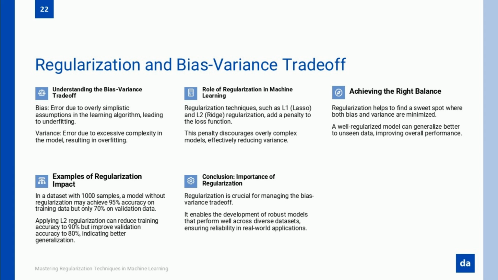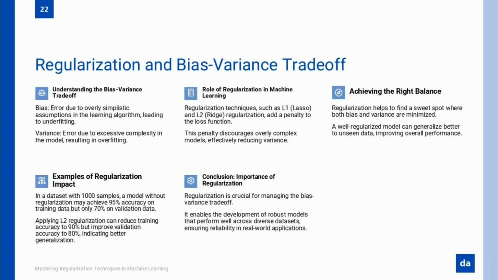Bias. This occurs when a model is too simple to capture the underlying patterns in the data. Think of it as an overly rigid, narrow approach. High bias leads to underfitting, where the model performs poorly on both training and validation data. Variance. This happens when a model is too complex, fitting even the noise in the training data. High variance leads to overfitting, where the model performs well on training data but fails to generalize to new, unseen data.